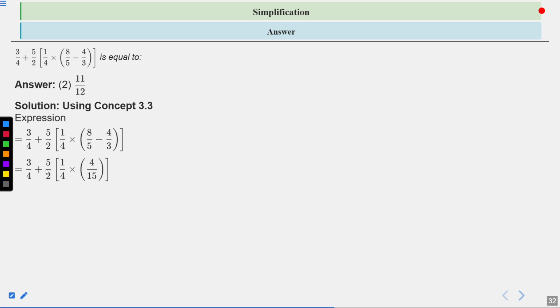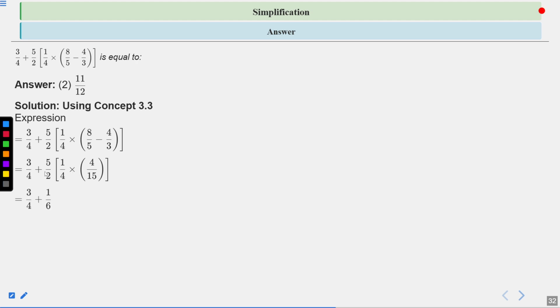So we get 3 by 4 plus 5 by 2 multiplying in the large bracket. What do we get? We get 1 upon 4 multiplying by 4 by 15, because we take the LCM of 5 and 3, which becomes 15. Now when we simplify it, we get 4 by 15. Now we can solve the large bracket again.